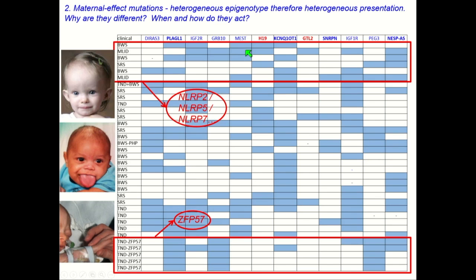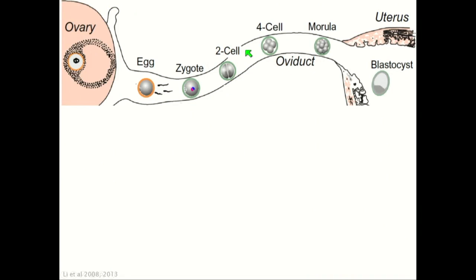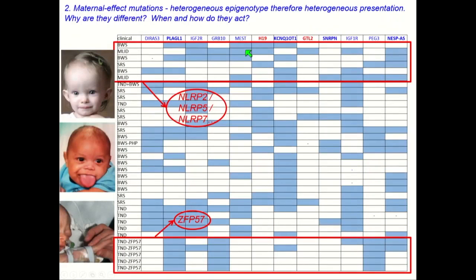What you can see is that these variants are not associated with a particular epigenotype or a particular presentation, which has made them quite challenging to identify. I just want to explain what I think they might be doing early in development. So effectively I'm going to answer these questions: Why are these children different? Why are these genes different? When and how do they act?